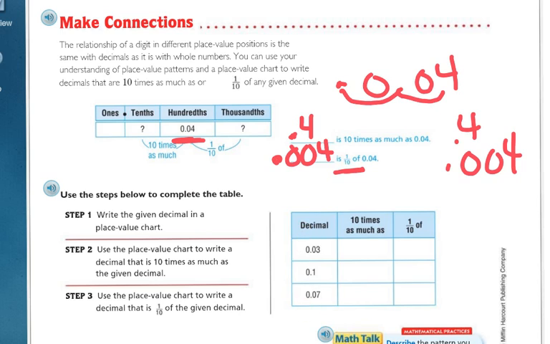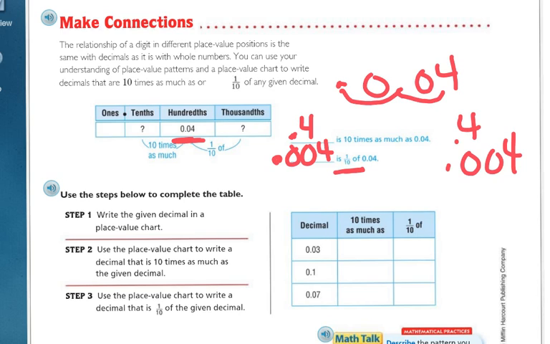Okay? There we go. Step 2: use the place value chart to write a decimal that is 10 times as much as the given decimal. Then we're going to do step 3, which is use a place value chart to write the decimal that is 1/10 of the given number. So first we're going to do 10 times as much, then we're going to do 1/10. So let's fill it in.